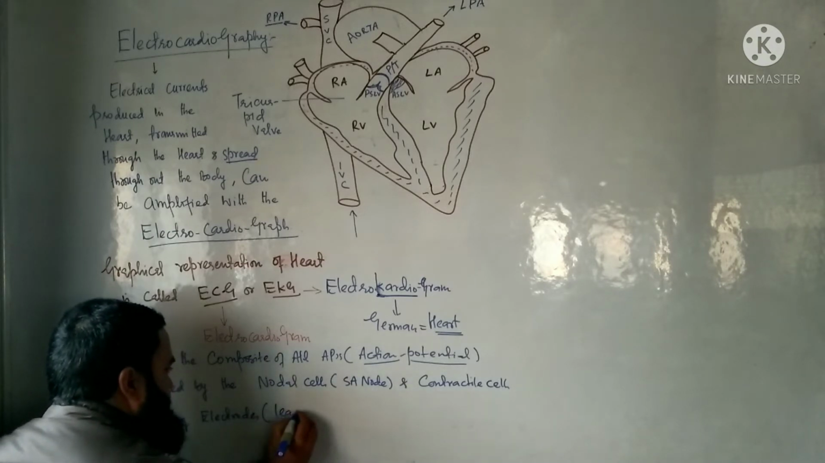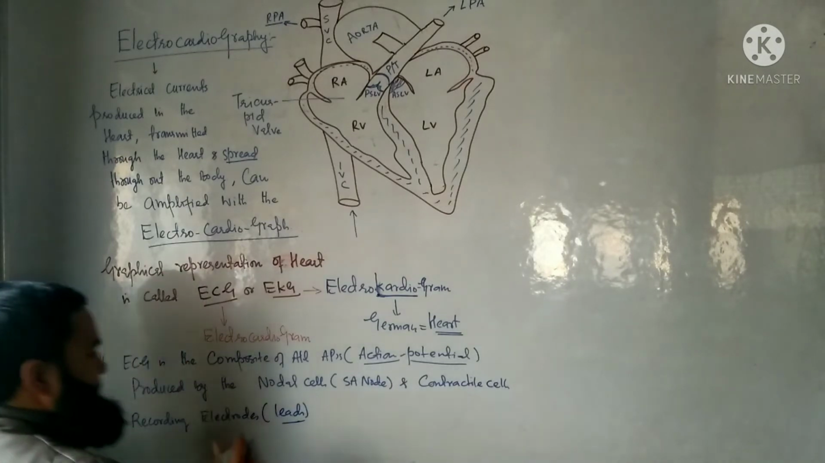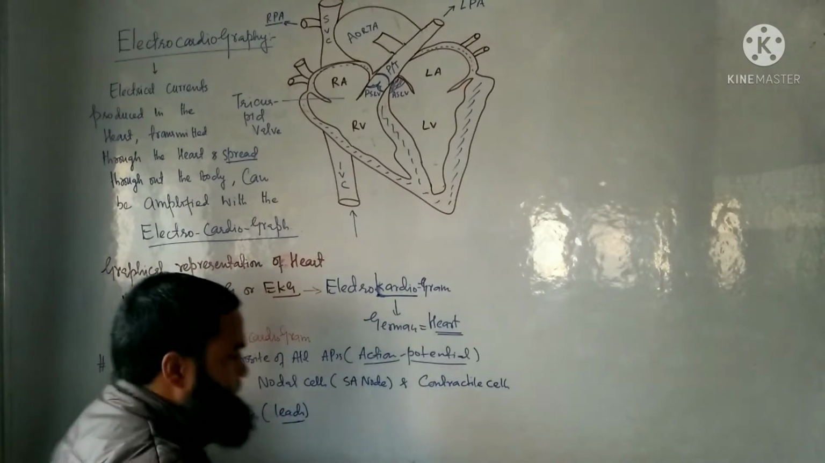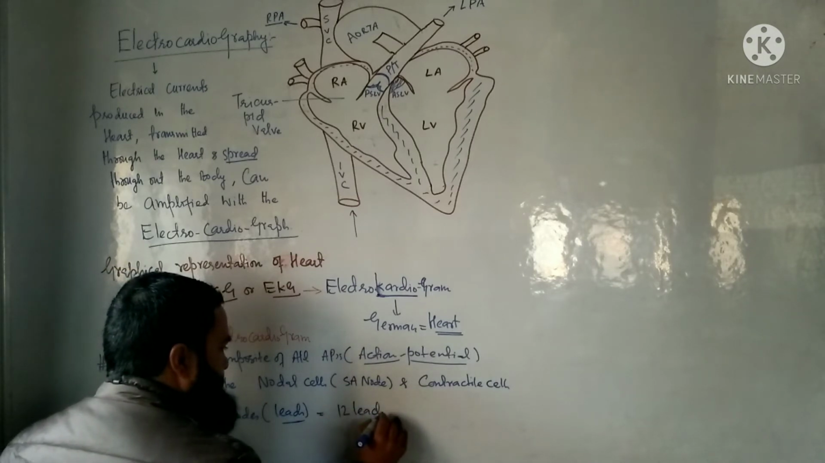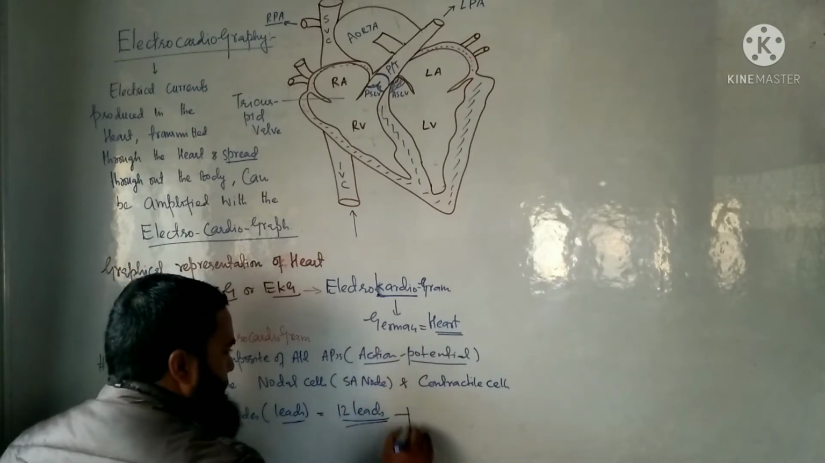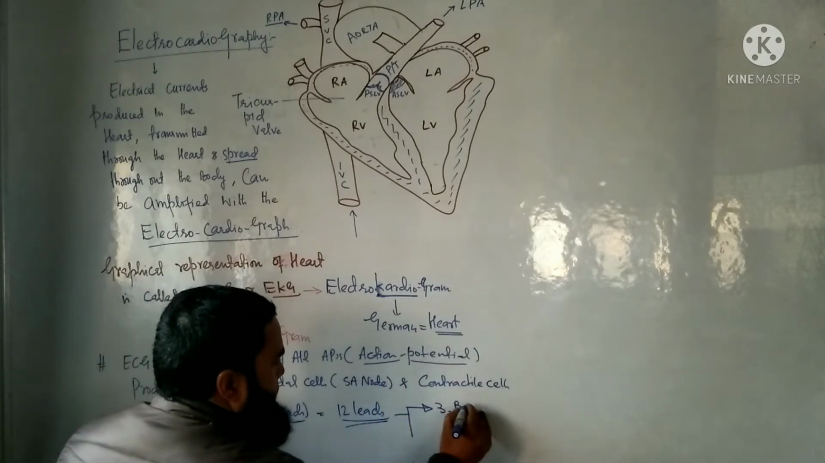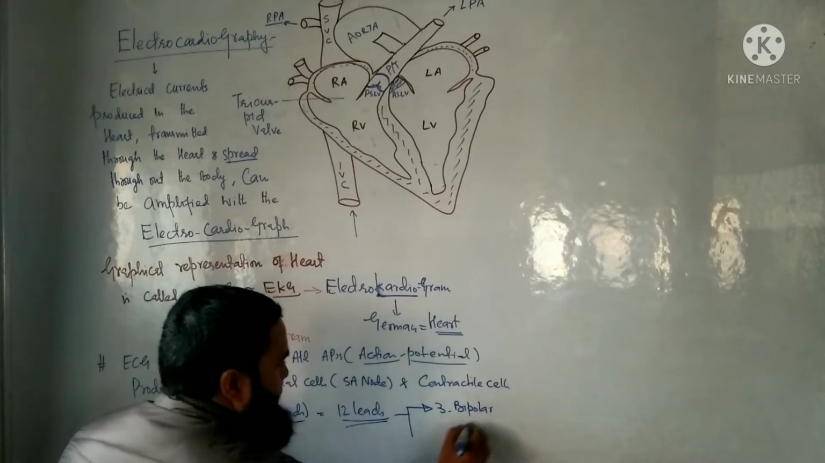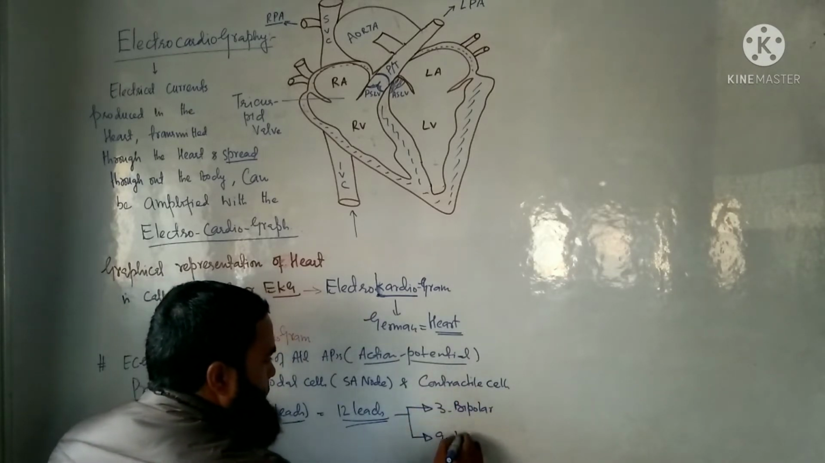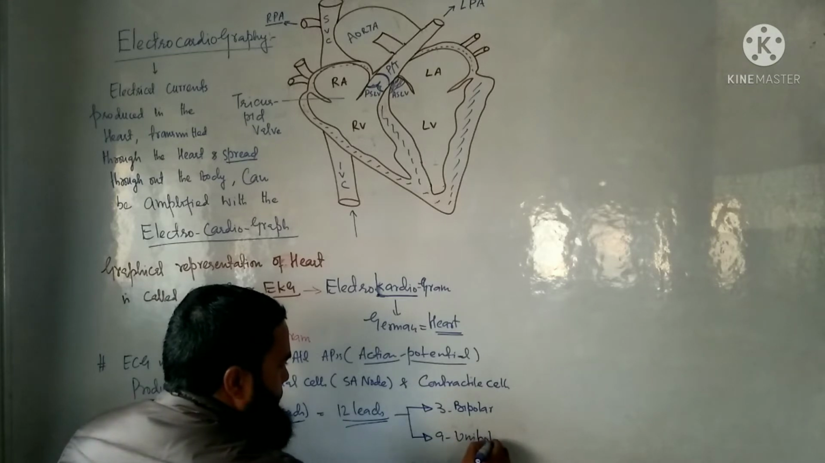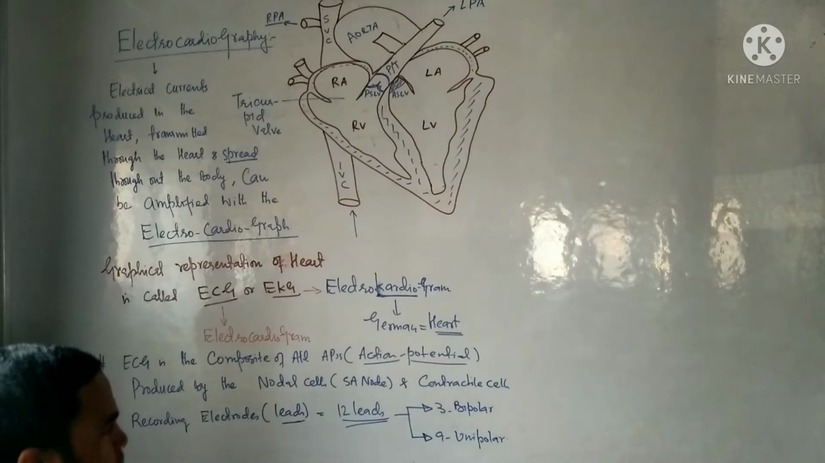They are also called leads, which are placed on the body in a clinical manner. There are 12 leads which are used. Among the 12 leads, 3 are bipolar and 9 are unipolar. I think you are getting my point.